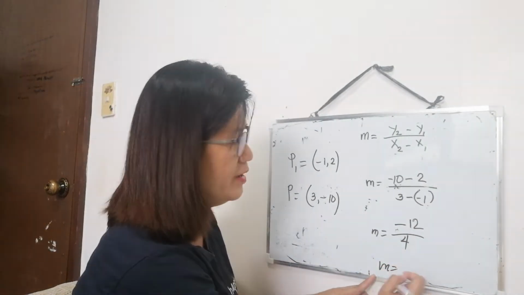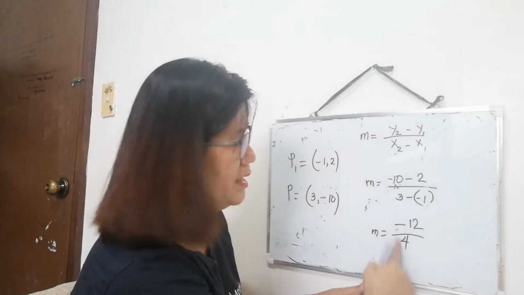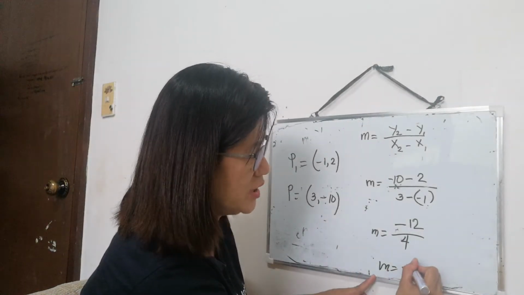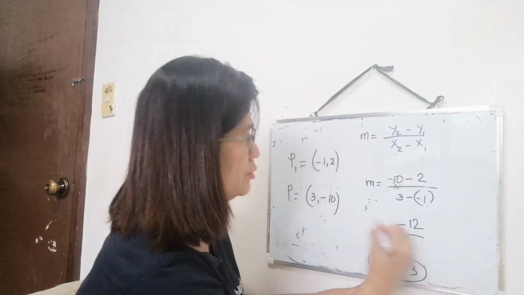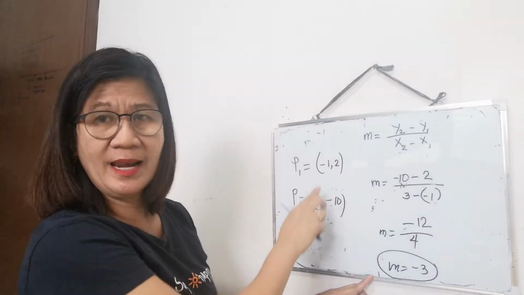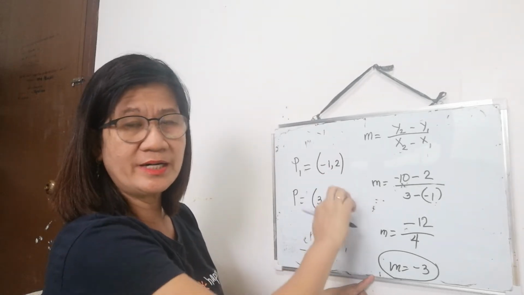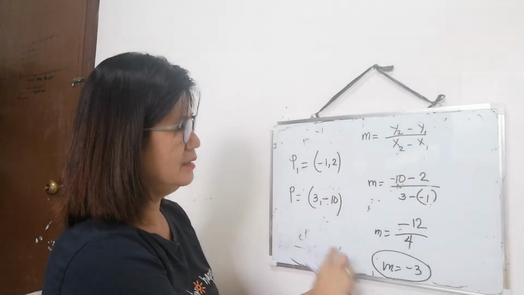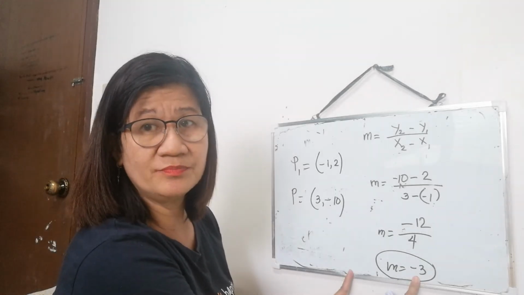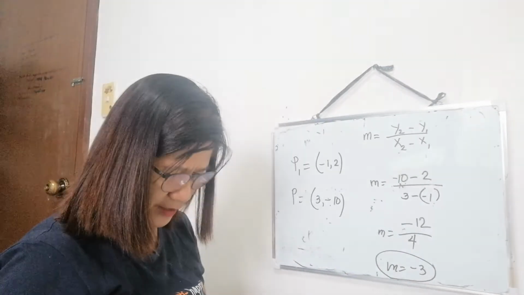So, our slope, if you are dividing unlike signs, the answer or the quotient is negative 3. So, therefore, the slope of a line passing through these 2 points, no? In our Cartesian plane, pag ginplot mo yan, yung slope niya is negative 3. Okay? Let's have another example.